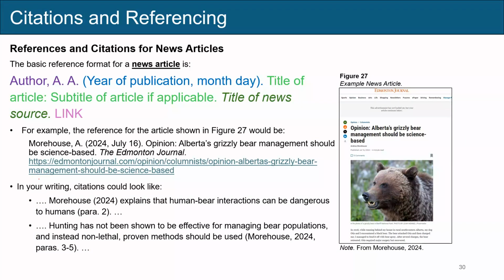However, if you are going to use a news source for an assignment, we treat the person who wrote it as the author. So this was written by Andrea Morehouse. So it would be Morehouse, comma, A., period. It was published on June 16th, 2024.